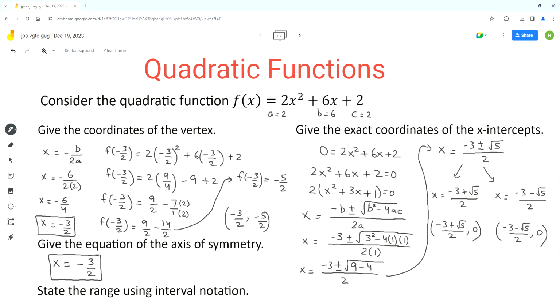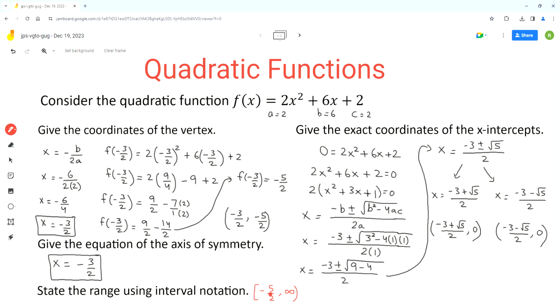Now we can state the range. Range, as you know, is for y values. The given function represents a parabola that opens up because the a value of this parabola is positive. If the a value is positive in the equation, that means the parabola opens upward. So that means the range can be written using the y coordinate of the vertex. So it's minus 5 over 2 comma infinity.